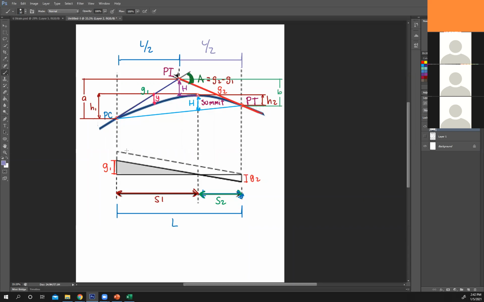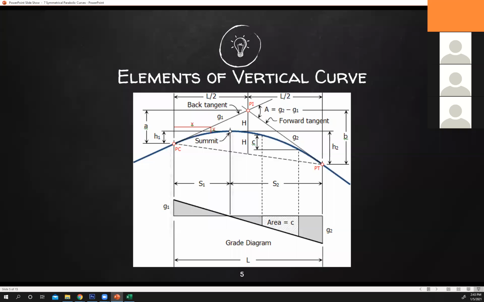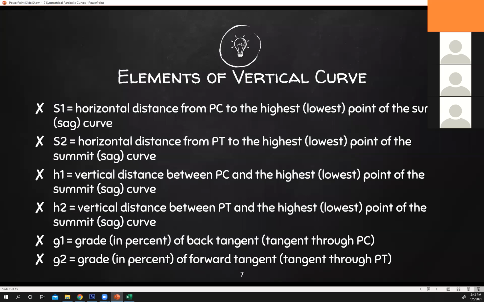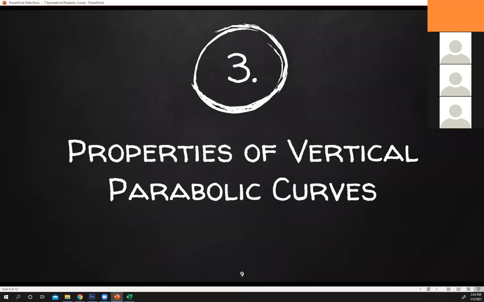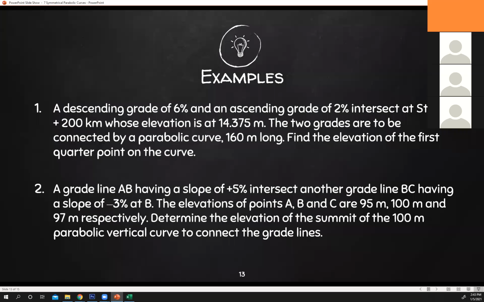So now that you're familiar with the parts, let's move on to problem solving. Balik tayo dito. Okay, very good. Para hindi na tayo mahirapan when I name the parts. Okay, let's have an example now.